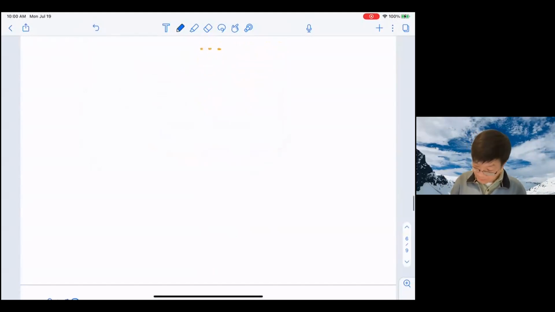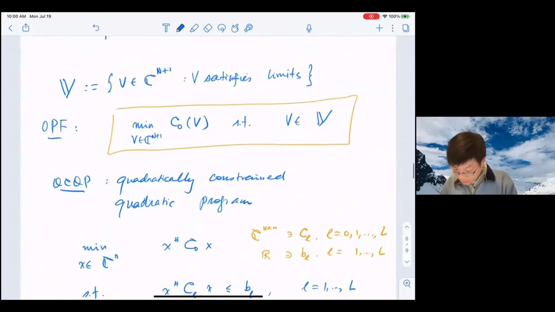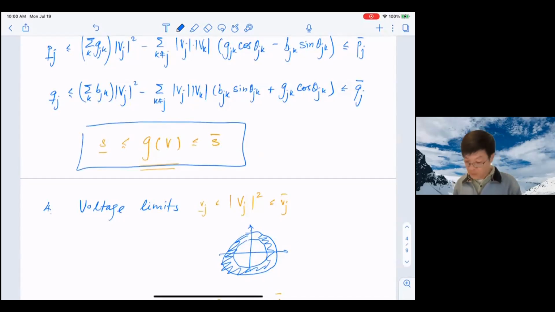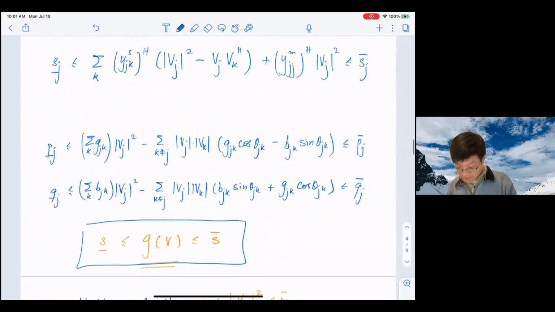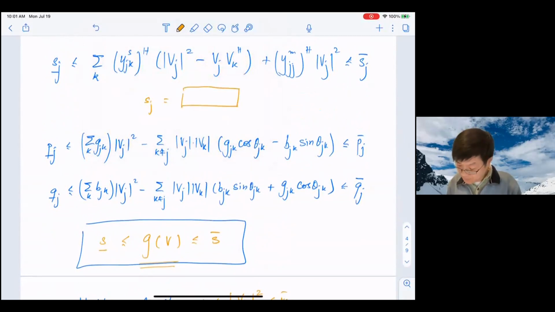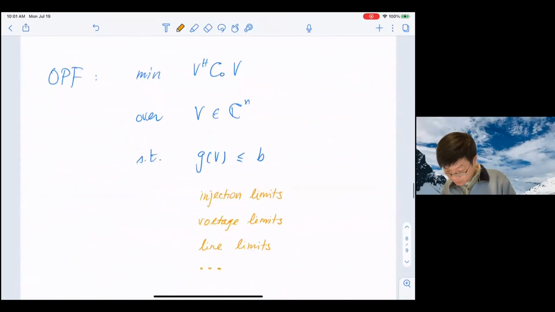Let me illustrate quickly how you actually do that, how to write this as a quadratic form in V. So we are looking at this equation. What is this equation? This equation is Sj as a function of the complex form of the power flow equation in V. Okay. So how do we massage this so that this becomes a quadratic form? Let me illustrate that.